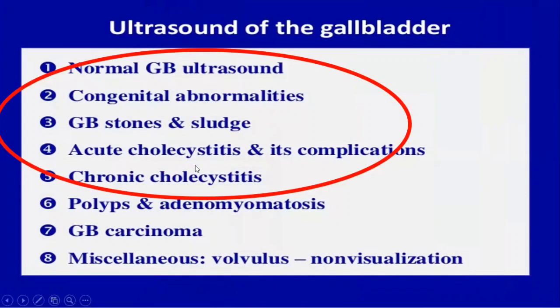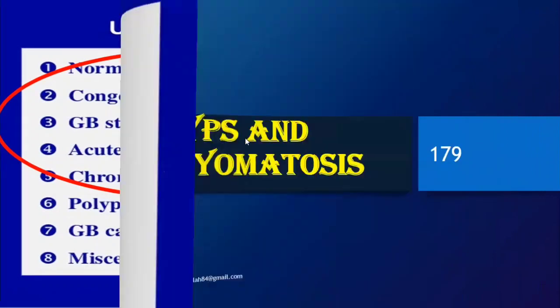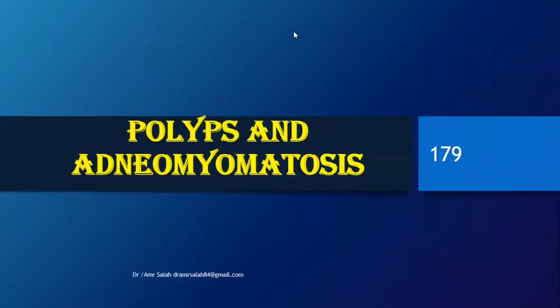Okay, so we have finished the chronic cholecystitis, the traditional chronic cholecystitis, the echogenic line. The contracted gallbladder with its wall echo shadow, and the porcelain gallbladder that we can verify by the X-ray or the CT. Now the polyps and the adenomyomatosis. Okay.